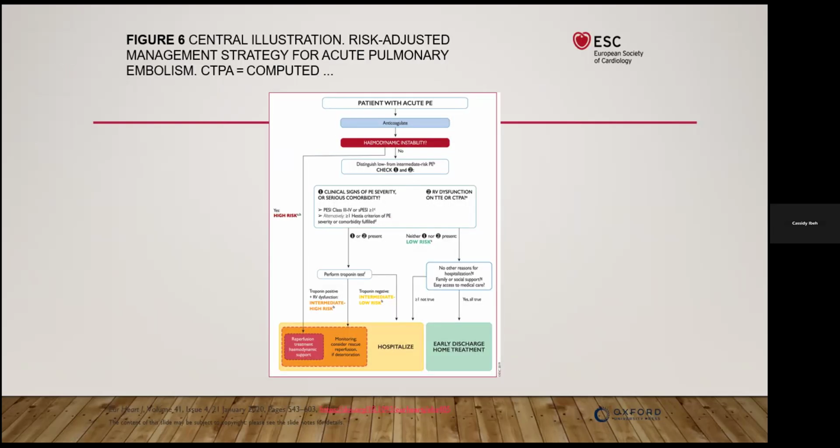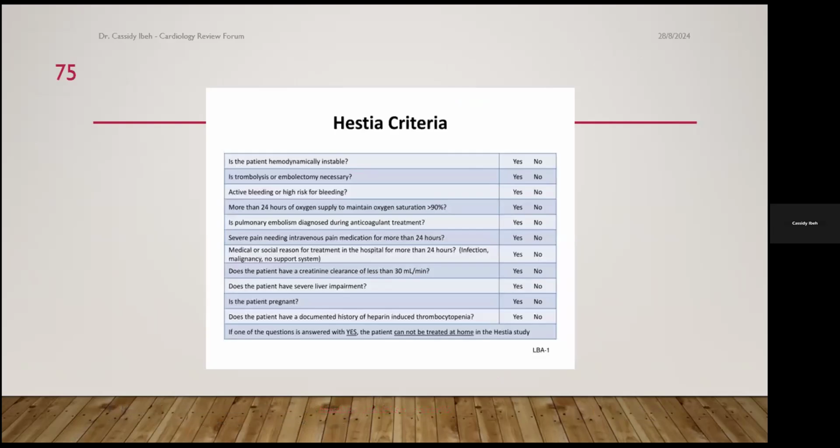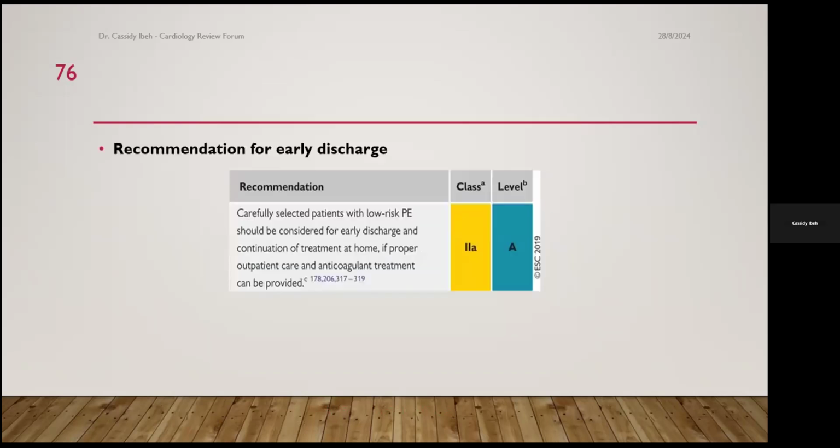Now, one of the criteria used to assess this is what we call the Hestia criteria. This is something you can actually do at the bedside. If one of the questions is answered yes, then the patient cannot be treated at home. So we use this to quickly assess whether this patient can be discharged or not. If all answers are no, then the patient can be managed from home.